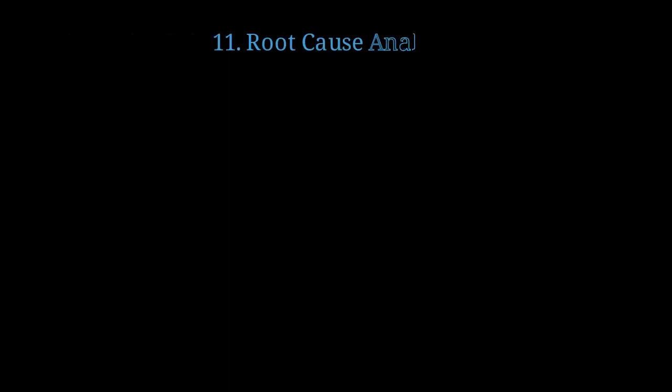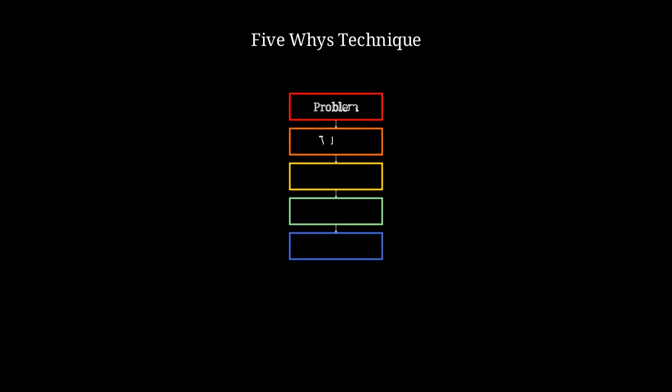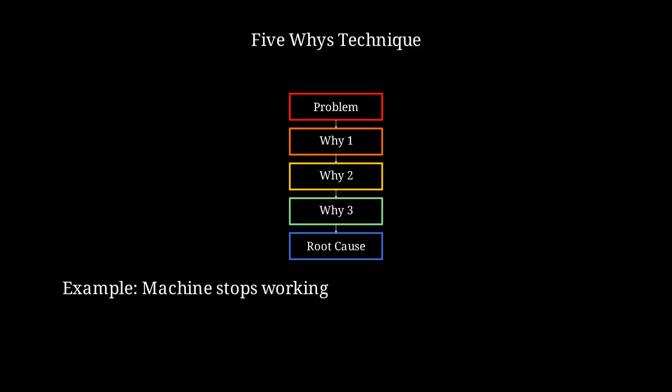Root cause analysis identifies fundamental causes of problems rather than treating symptoms. The 5 whys technique asks why repeatedly to drill down to root causes. Each why digs deeper, moving from surface symptoms to underlying root causes that can be addressed. Example: a machine stops working. Why? The circuit overloaded.